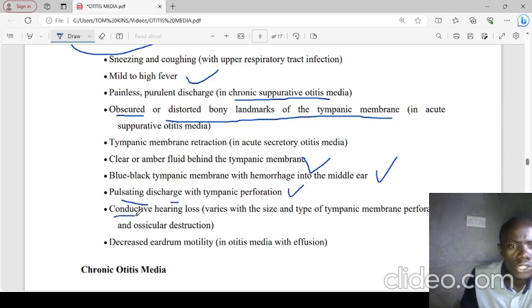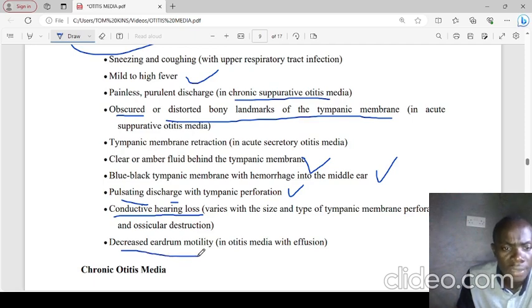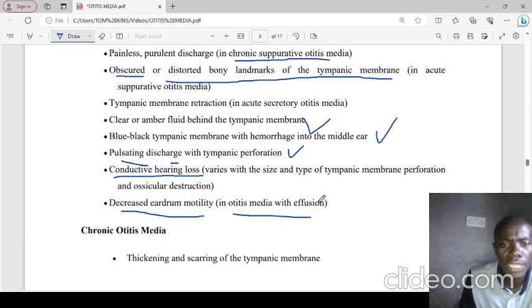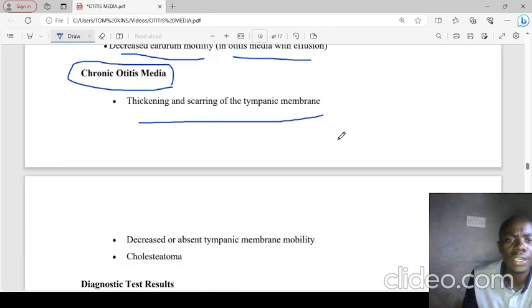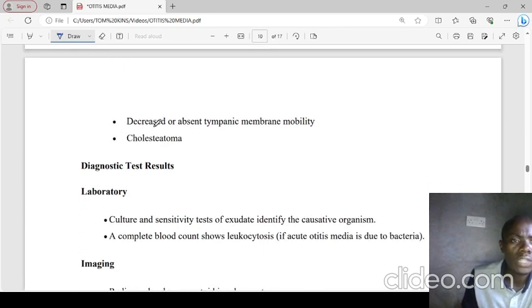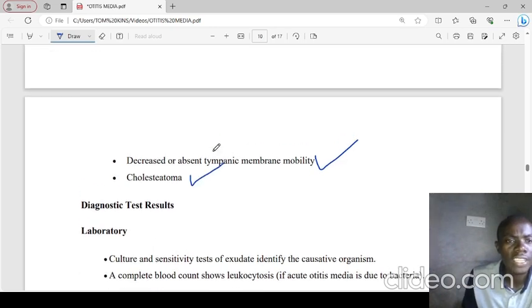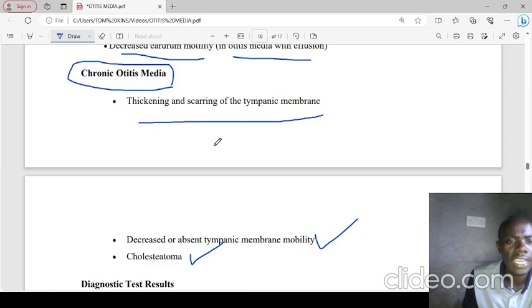You could also be having conductive hearing loss. Okay, so this one varies with the size and the type of the tympanic membrane perforation and ossicular destruction. We also have decreased eardrum mobility, and this is dominant in otitis media with effusion. What if the patient has chronic otitis media? The patient could present with thickening or scarring of the tympanic membrane. The patient could also present with decreased or absent tympanic membrane mobility or cholesteatoma.